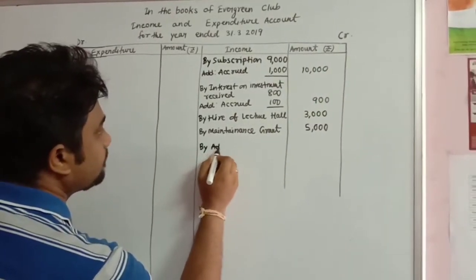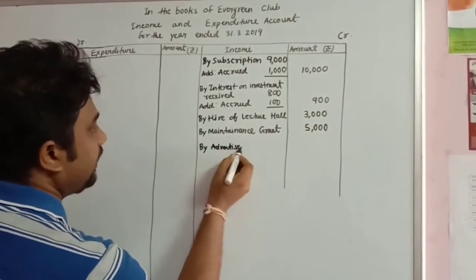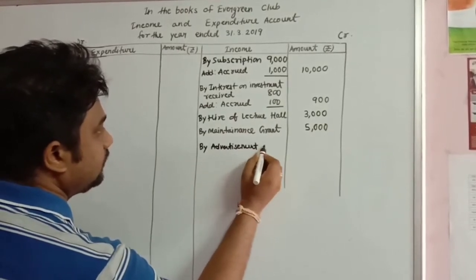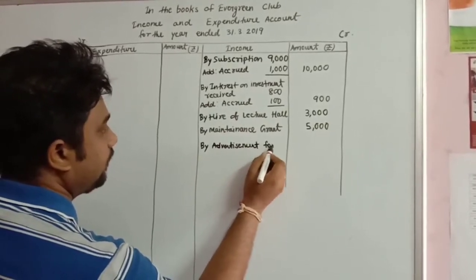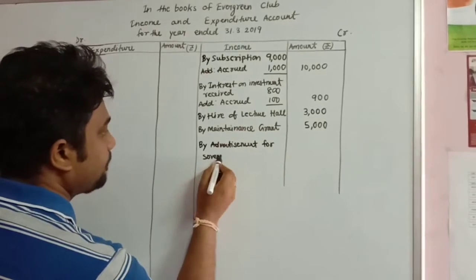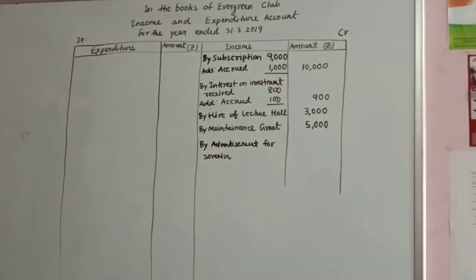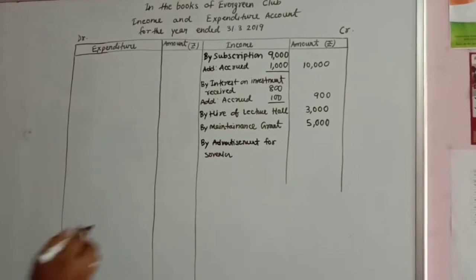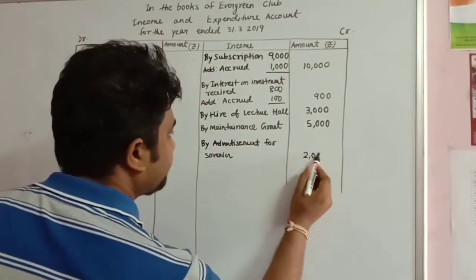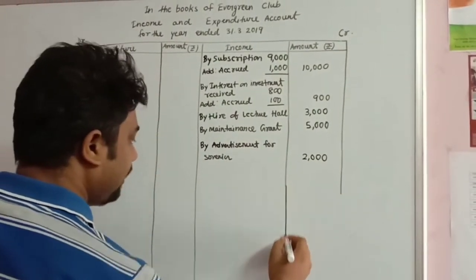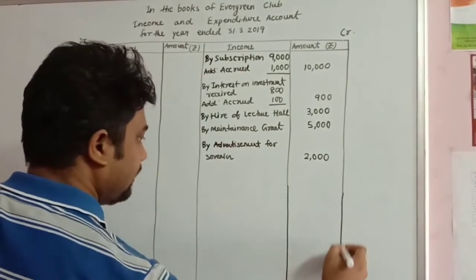By advertisement for souvenir. The amount of advertisement for the souvenir is rupees 2,000. Now you see, there is another item called entrance fees.